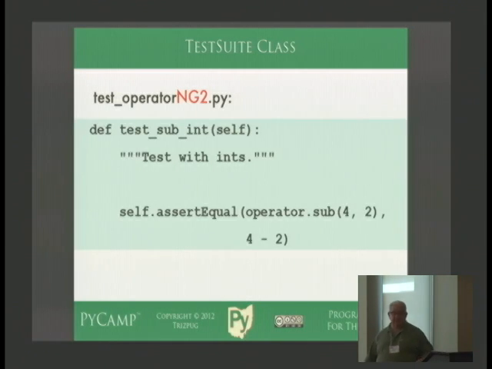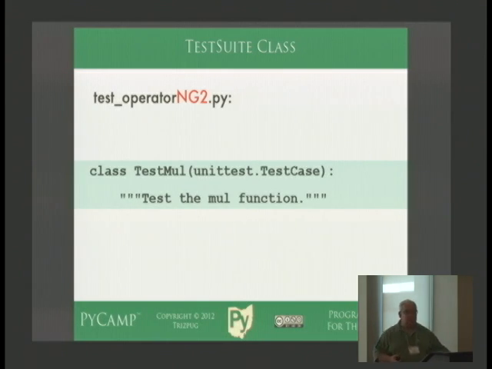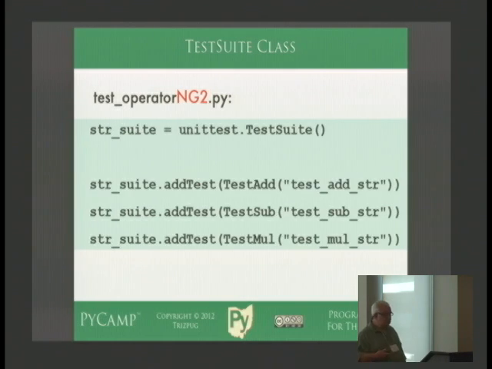The TestSub subclass is going to have a method to test if we can subtract 2 integers, and if we can subtract a string from an integer, which should result in a TypeError exception. And a TestMul subclass of TestCase is going to test if we can multiply 2 integers, and if we can multiply an integer times a string, which we can actually do. That does not result in a TypeError. We should be able to multiply the integer 2 by the string whose value is 2 and get a string whose value is 22.